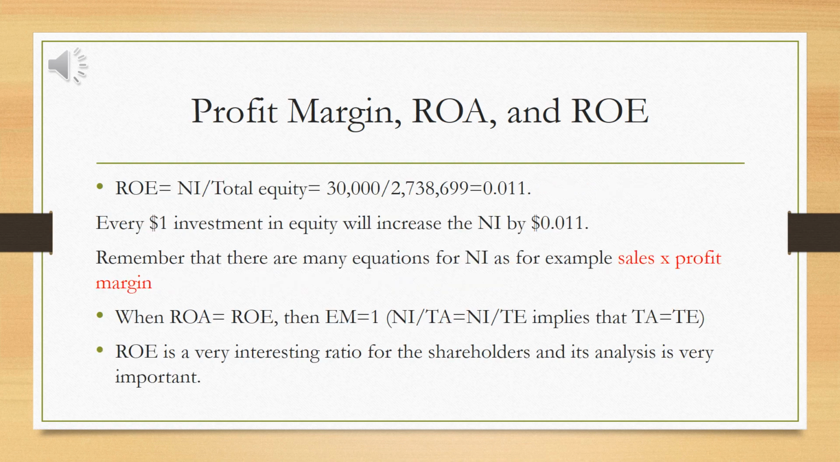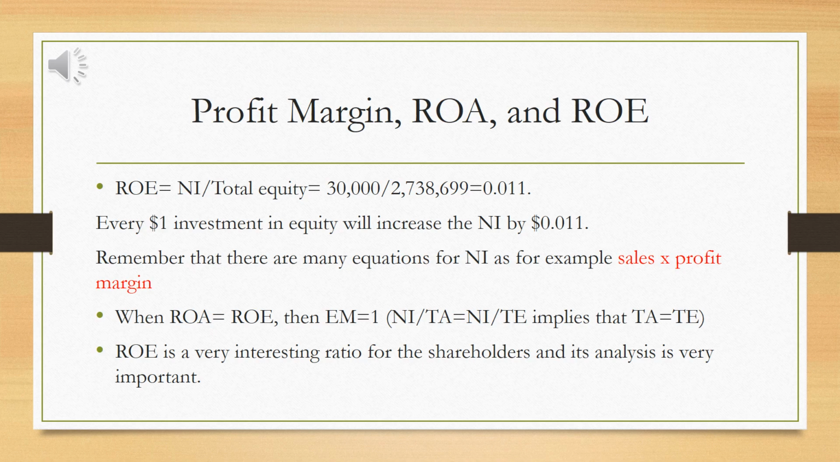$0.004. Return on equity equals net income over total equity, which is 30,000 over 2,738,699, which equals 0.011. So every $1 investment in equity will increase the net income by $0.011. Remember that there are many equations for the net income, as for example, sales times profit margin. These equations can help you in the upcoming exercises.